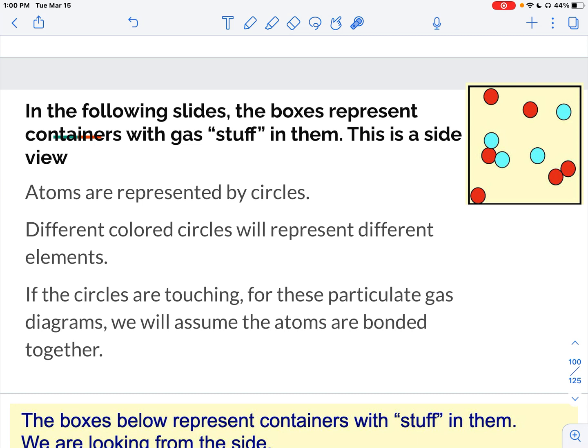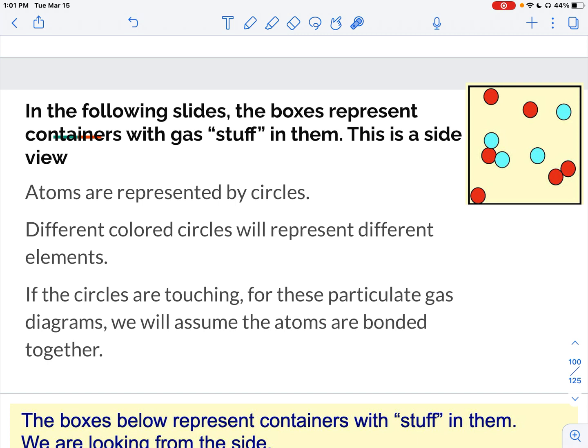So here's a little bit about these types of representations of solutions. Okay, so here's some rules about how they work. Atoms are going to be represented by circles. If they have different colors, they will represent different elements. You also might see, in a black and white situation, different shapes representing different elements, so it won't actually be colored circles. But if the circles are touching, they are bonded together, and if they are not, then they are not bonded.